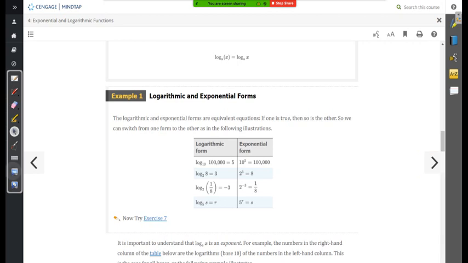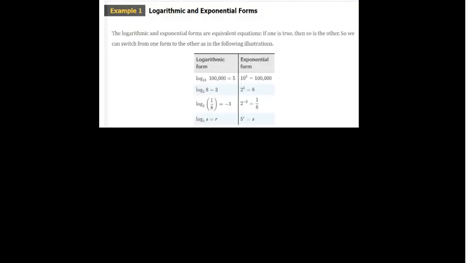All right. Here we go. Example 1. Today is going to be one heck of a snip day. It seems to be a trend. Example 1, logarithmic and exponential forms. The logarithmic and exponential forms are equivalent equations. They're just written differently. If one is true, then so is the other, so we can switch from one form to the other, as in the following illustrations.